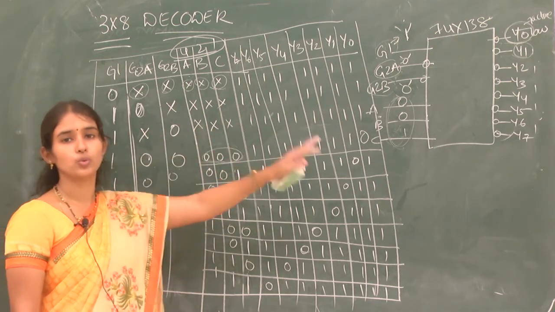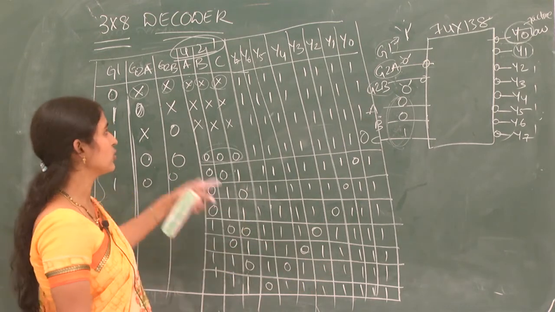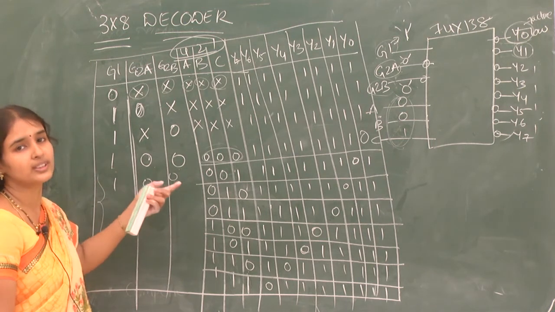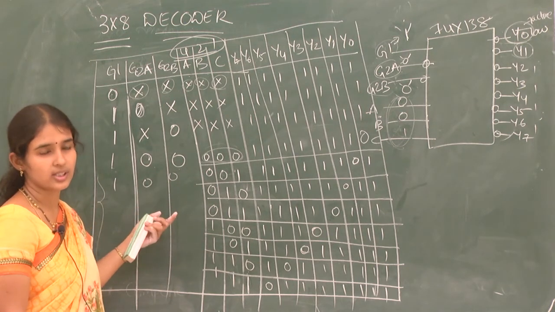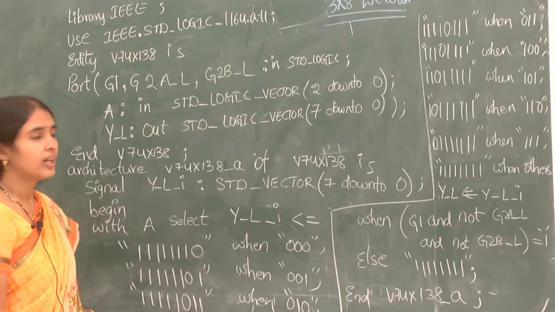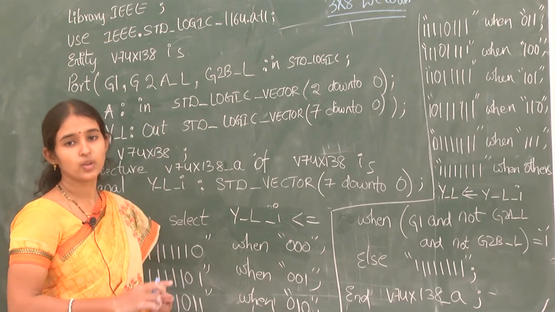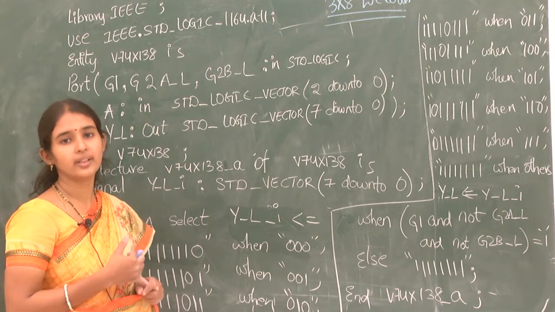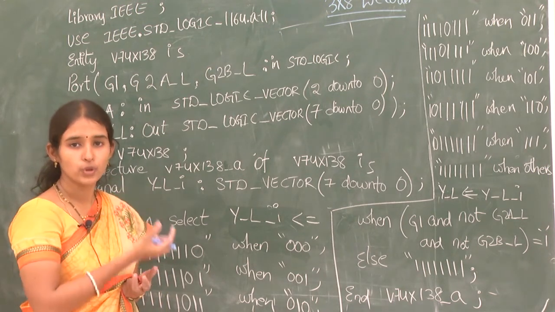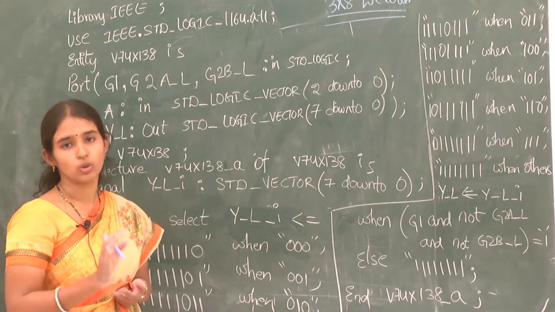From this truth table you know how to design and draw the circuit diagram. Coming to the VHDL code: how to write VHDL code for the 3-to-8 decoder. Here, this is your 3-to-8 decoder. You know this truth table. From that truth table, what you have understood is that if you give one input, only one output will be low, and all others will be high.